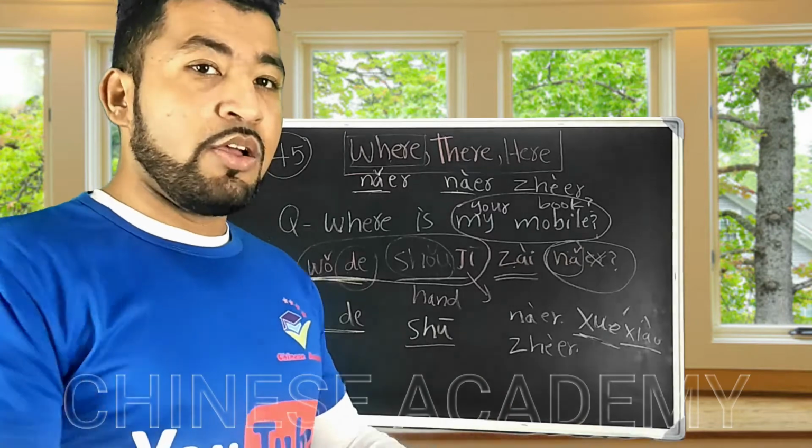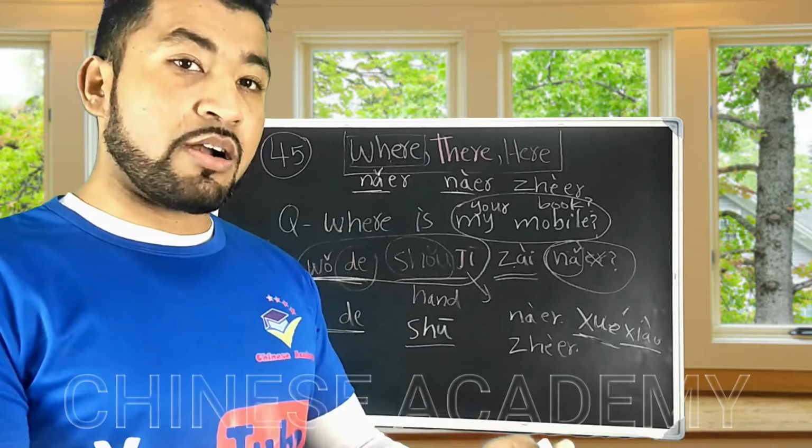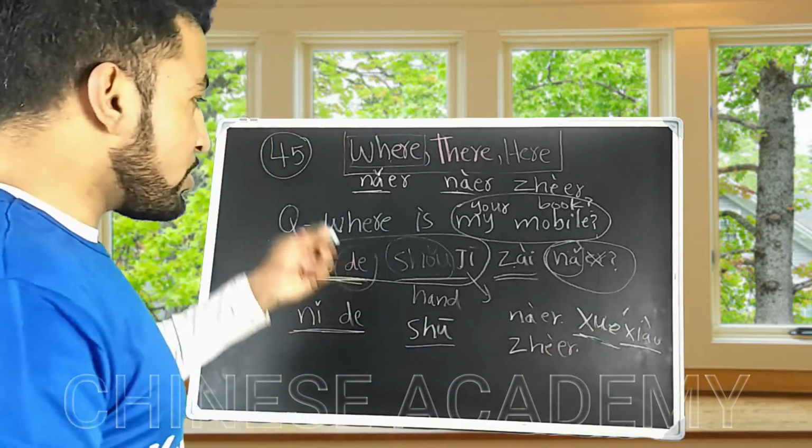Where is my mobile? Where is my pocket? Where is my money? Where is my car? Where is my bank card? For each and every one, the pattern goes in the same way.